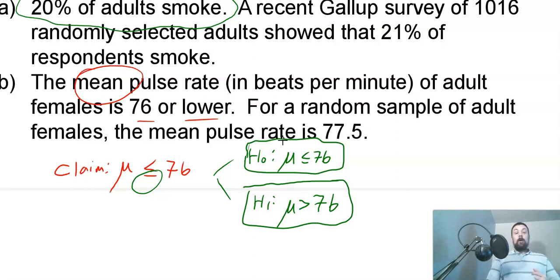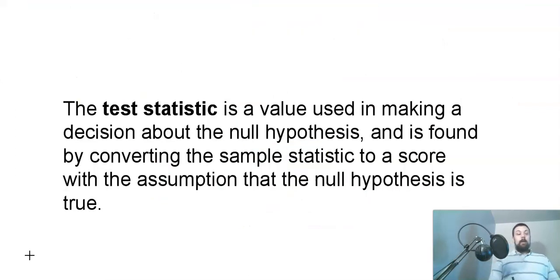Because if our conclusion is that this statement is false, that the mean is actually not less than or equal to 76, then what must be true in that case is that the mean is more than 76. So the alternative is there as what would have to be true in the case where the null hypothesis is considered false. Okay, let's take a look at the next topic.